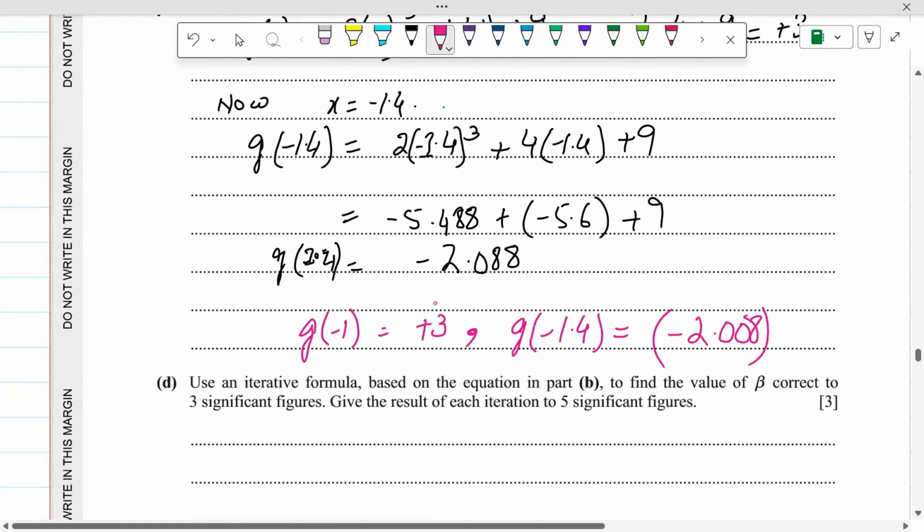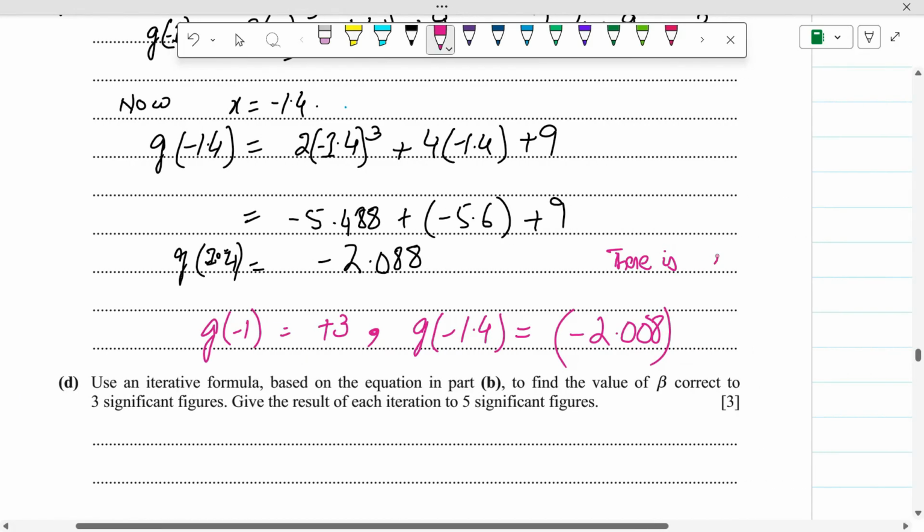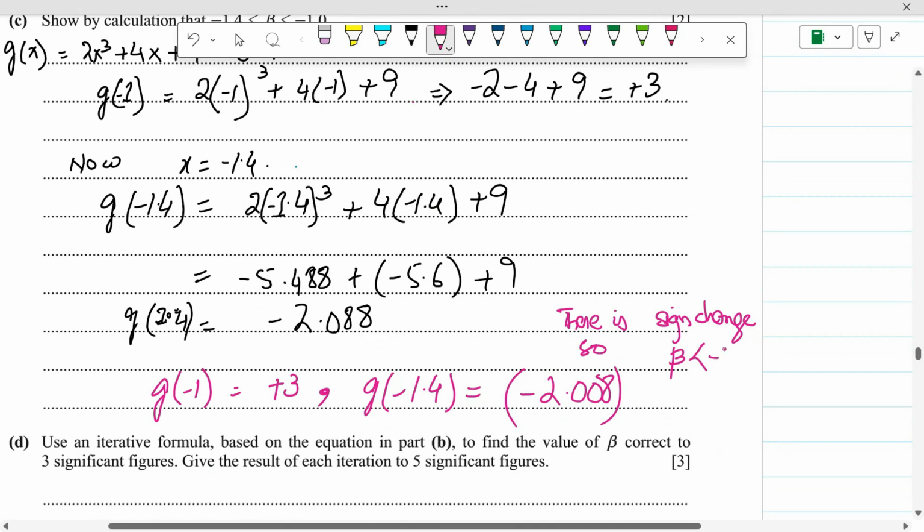So g of negative 1 is positive 3, and g of negative 1.4 is negative 2.088. So it means that there is a transition from positive to negative. So in between there should be a 0. There is a sign change. So it proves that beta should be between negative 1 and negative 1.4.